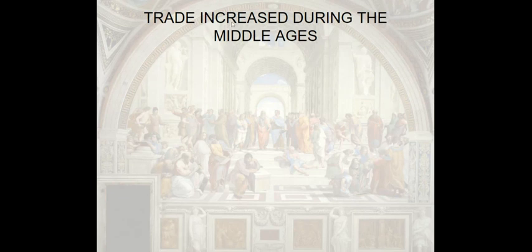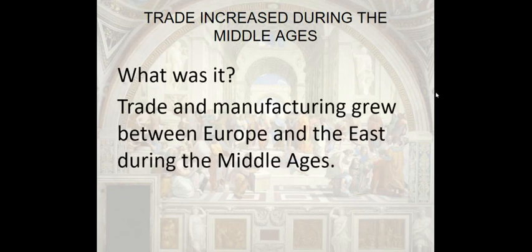On your paper, I'd like you to create a header: Trade increased during the Middle Ages. Trade and manufacturing grew between Europe and the East during the Middle Ages. So we see a lot of trade happening outside, starting to interact with a lot of civilizations in Asia, and being able to get things from places that they wouldn't have previously had access to.